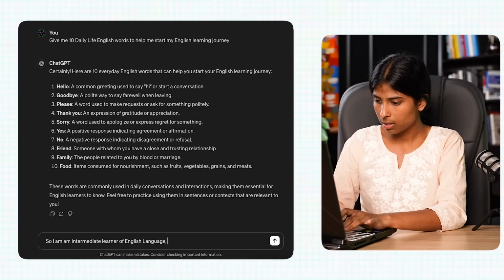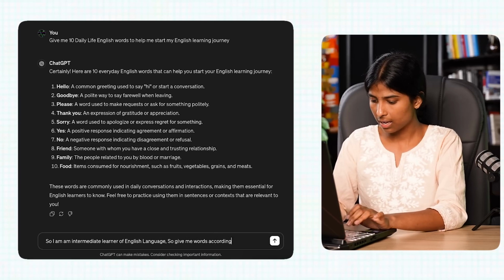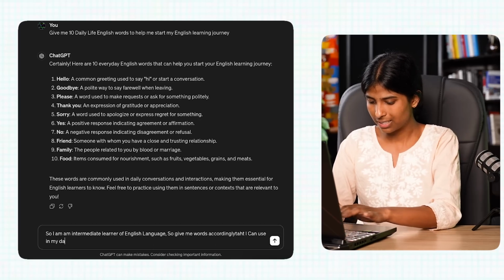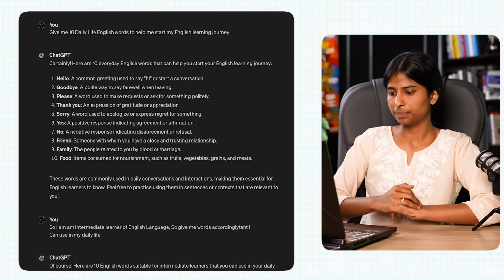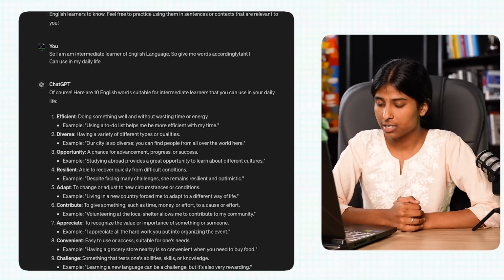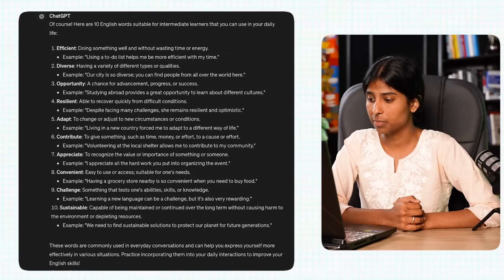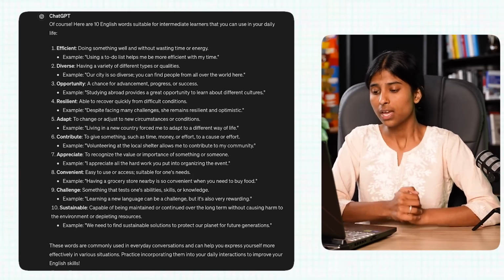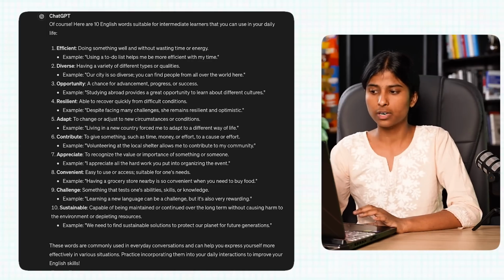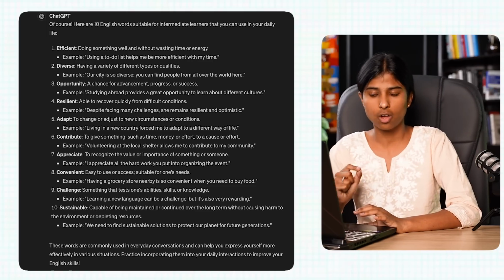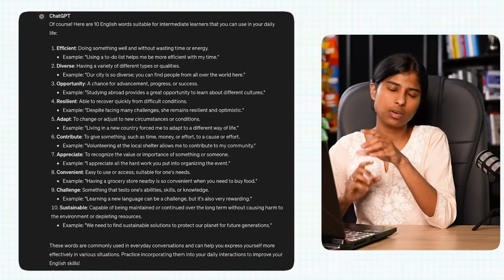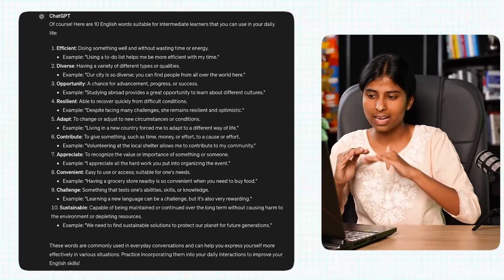So give me words accordingly that I can use in my daily life. Let's go. Sure, here are 10 English words that are suitable for intermediate learners and commonly used in daily life. Now, if you guys know these words, they are not very basic, and they're not even very advanced. They are at an intermediate level.